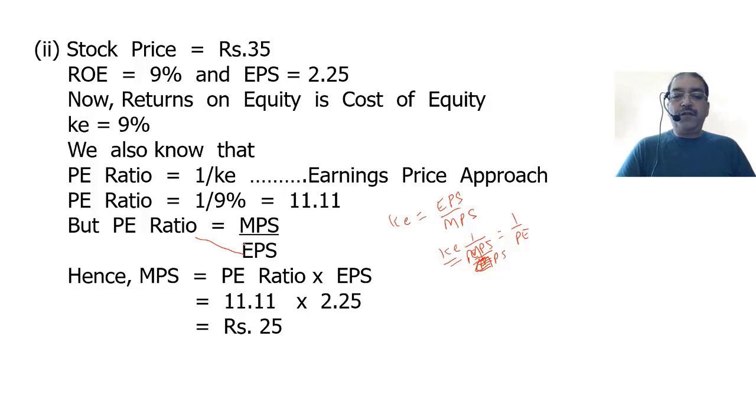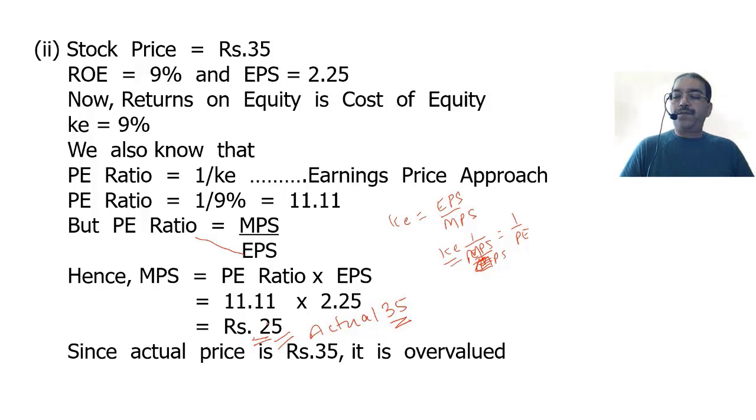So actual price is 35 rupees. MPS is 25 rupees. Actual price is 35. It should have been 25. Actual is how much? Actual is 35. So actual is overvalued, right? Actual price is overvalued. MPS should be 25 rupees, but it is not. It is 35 rupees. So it is overvalued.